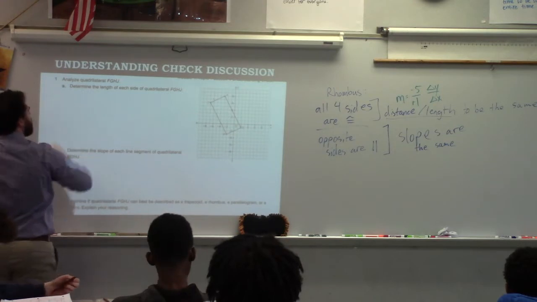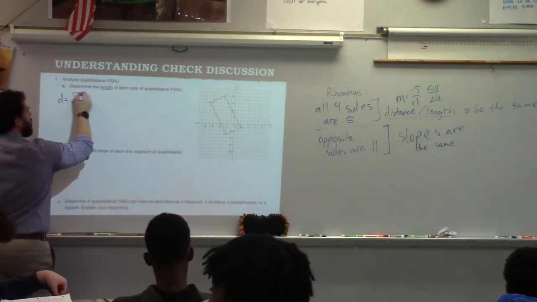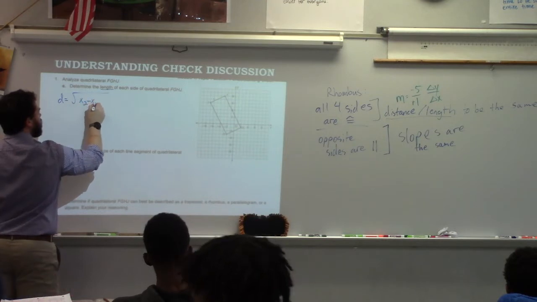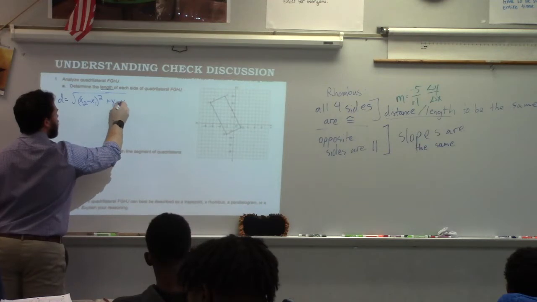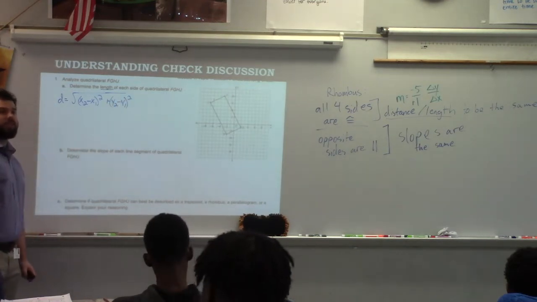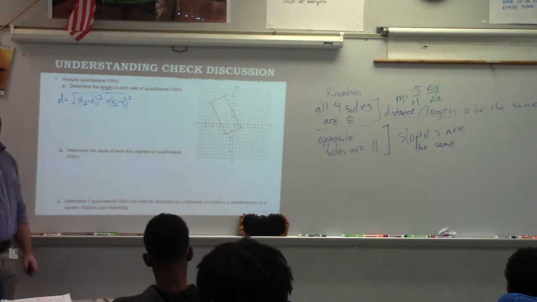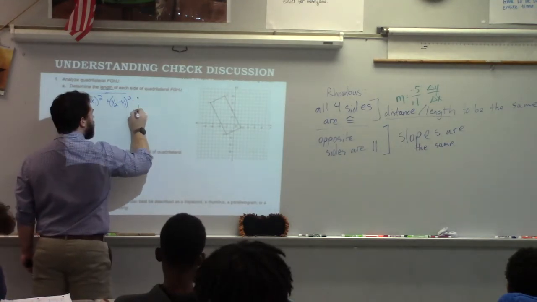Guys, we need to recognize that if we're talking about length, the distance formula is the square root of x2 minus x1 squared plus y2 minus y1 squared. Now I'm going to make a note here. The people who used the distance formula had a harder time on this assessment, and they did not do as well as the people who used the other method. What was the other method we could have used?